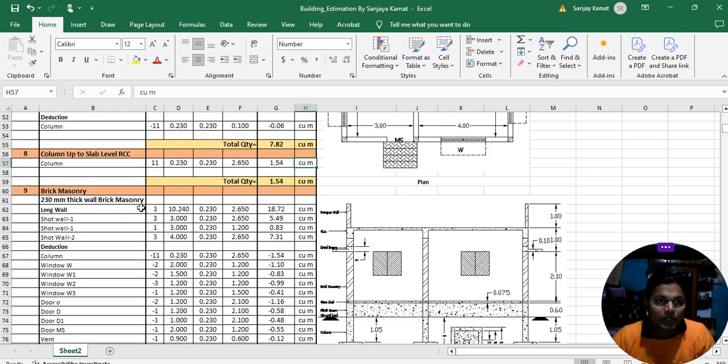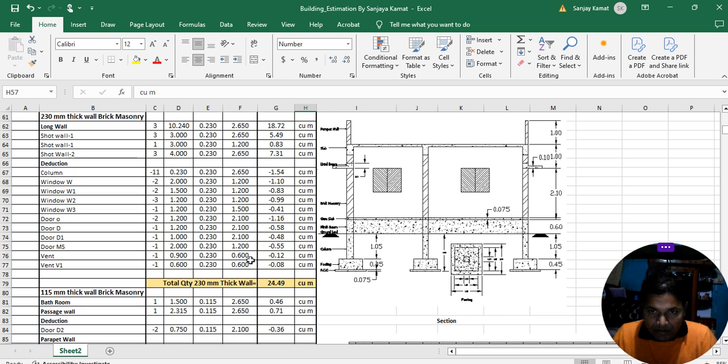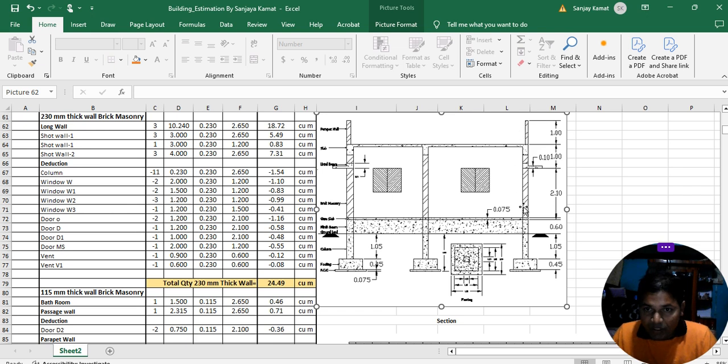Okay, point number 5. Now we are going for the brick masonry. As you can see here in this section, see my mouse cursor, this is column, and this is also column, this is also column, and this is beam. This is the plinth level up to the ground level slab. This is the plinth area, and this is the foundation footing. And this is the window, you can see the window here.